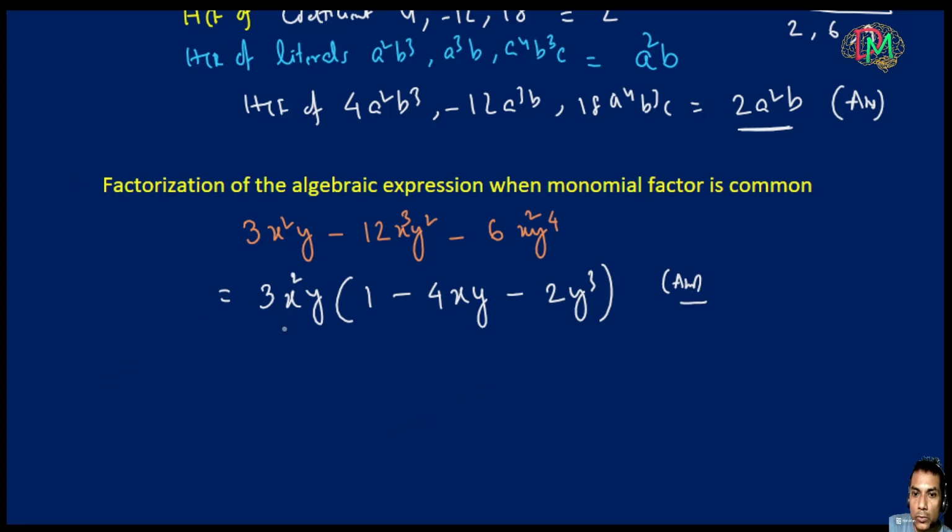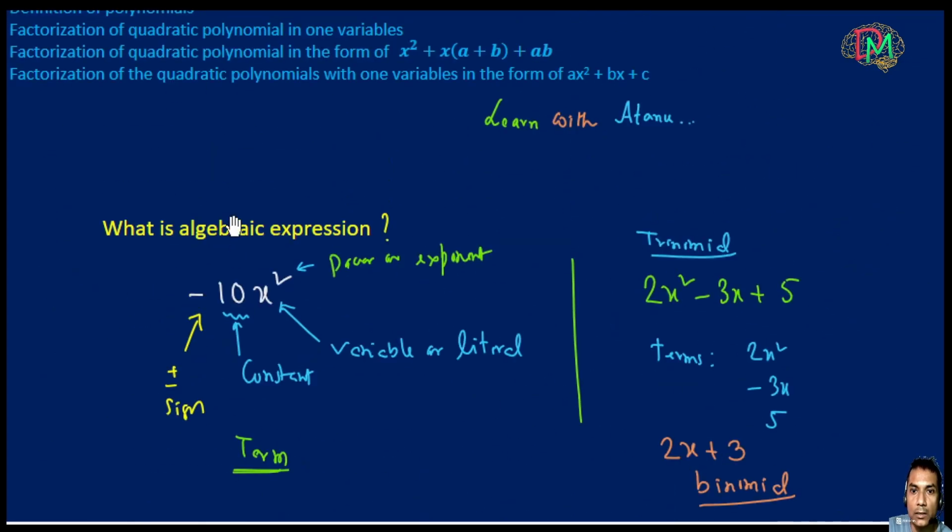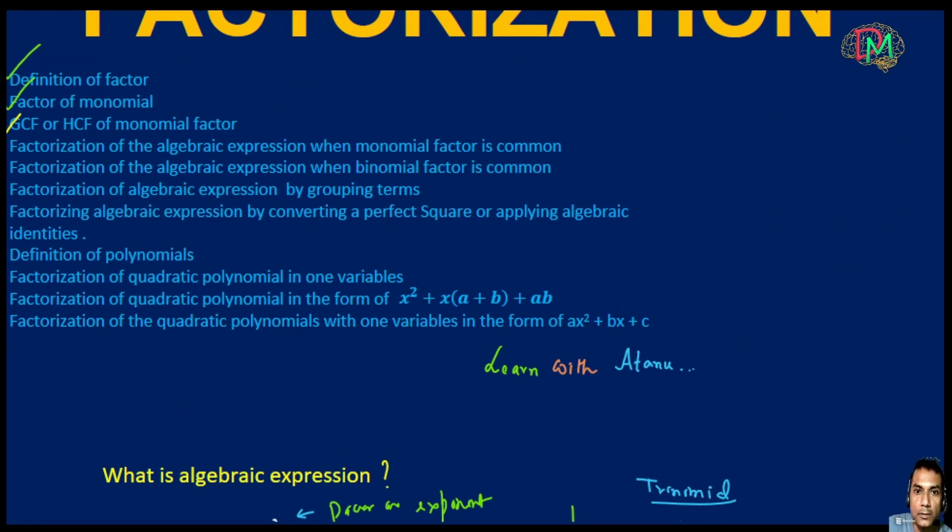Because this is an algebraic expression, we just factorize this given expression into two parts, two algebraic expressions. So factorization is completed. This part is completed. Okay.